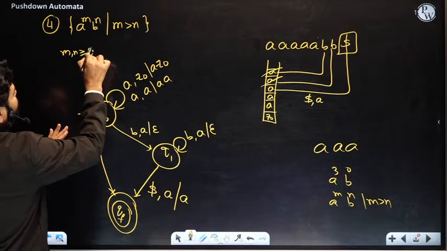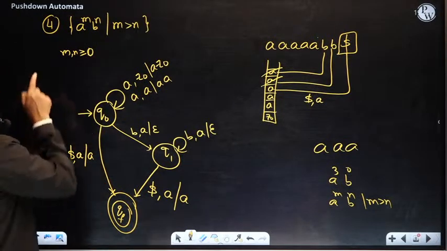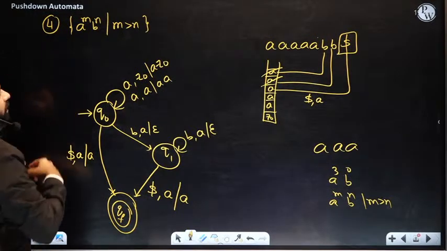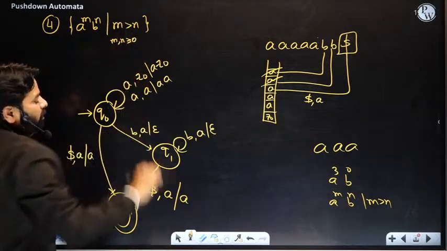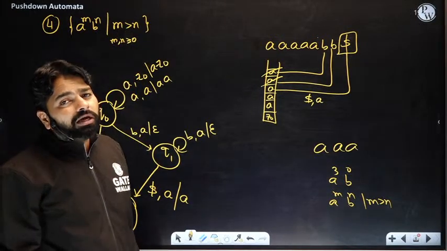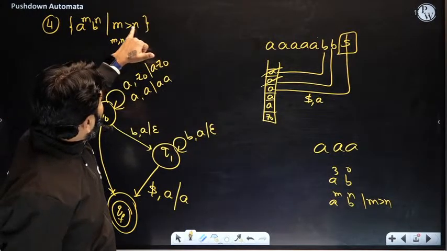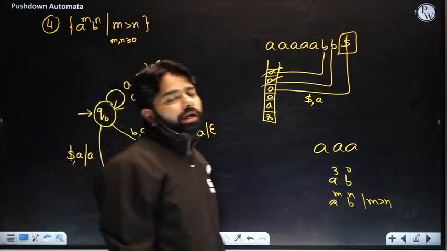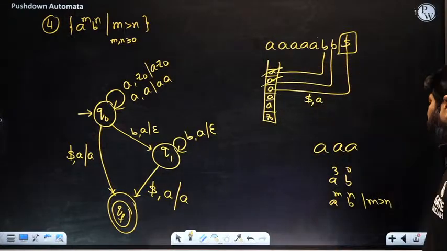Here m, n greater than or equal to 0, that's why this is needed; only A's is valid, without B's it is valid. Okay, so here m comma n greater than or equal to 0, even though both are greater than or equal to 0, you can't take both as 0. Why? Because m greater than n, n can be 0, m can be 0, but both cannot be equal. Okay, done. Very, very simple machines.